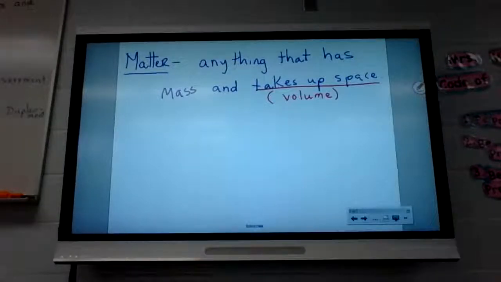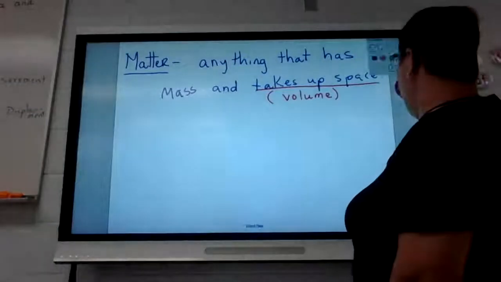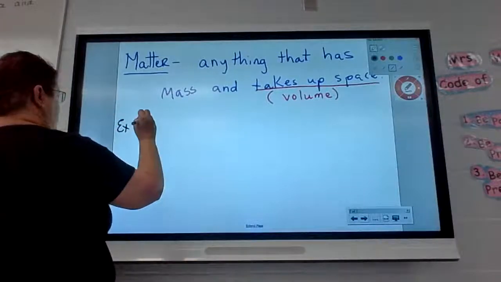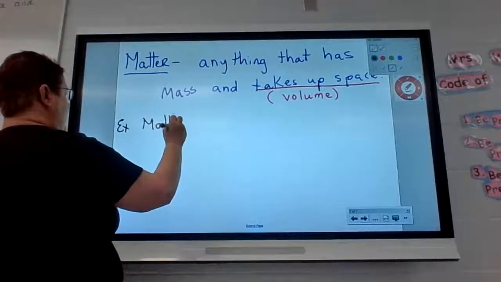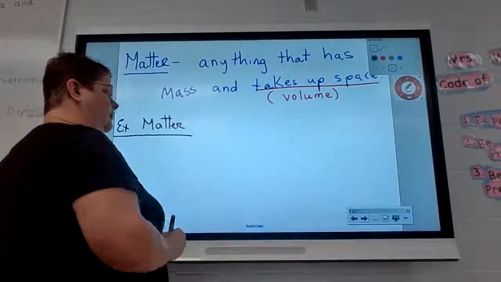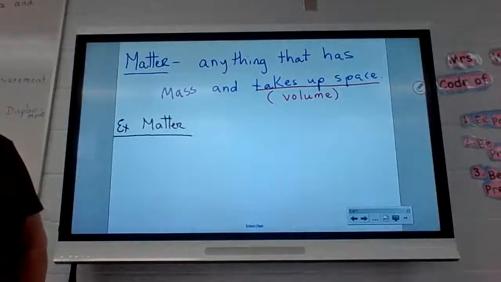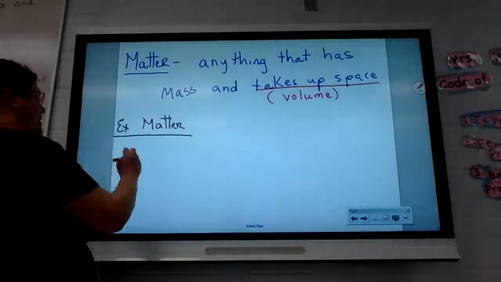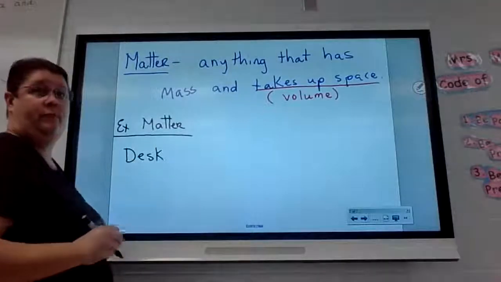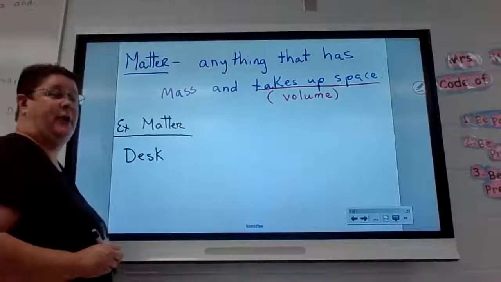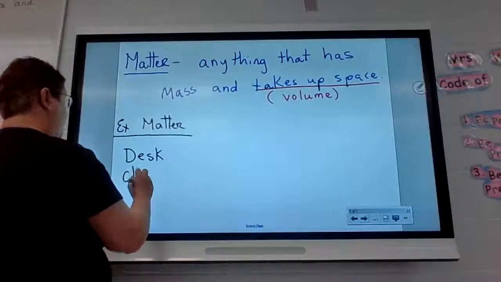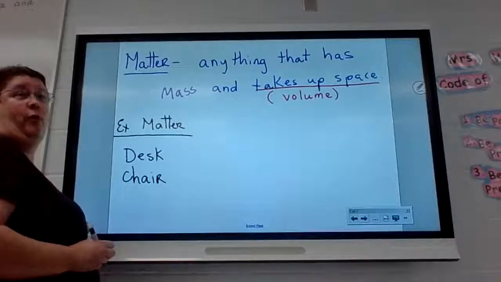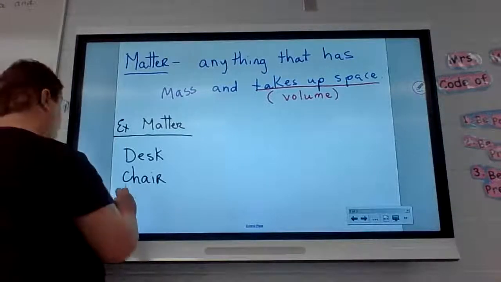Now, the issue that students tend to have is when I ask for examples. If I was to ask you for examples of matter, students can do this one pretty easily. Give me some examples of matter. Okay, the desk, what did you say, Xavier? Give me something else. Sure. Give me one more. Serenity, give me one more. Sure.